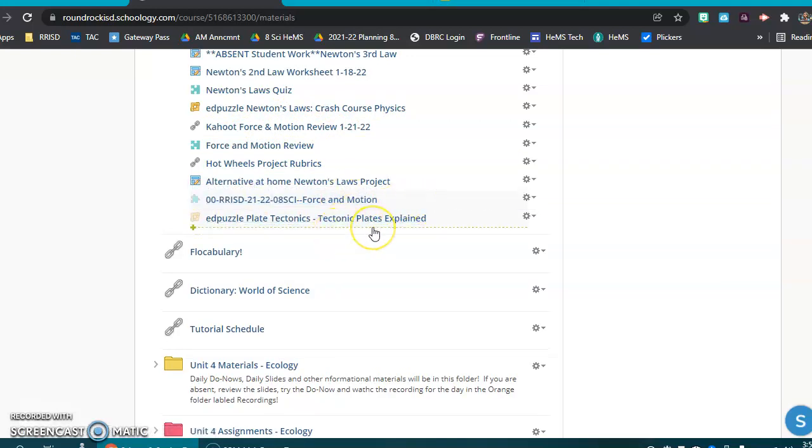We're going to have the plate tectonics. There's an Ed puzzle explaining that. We're going to get into the Earth's changing crust. So that's something just to kind of give you an idea of where we're headed and what's going on.